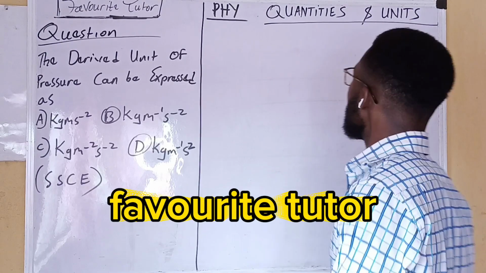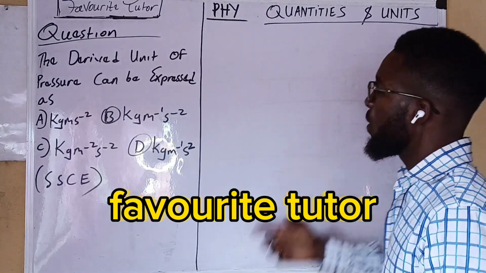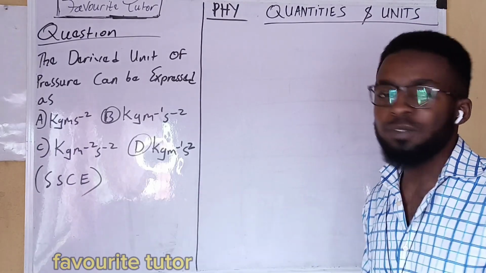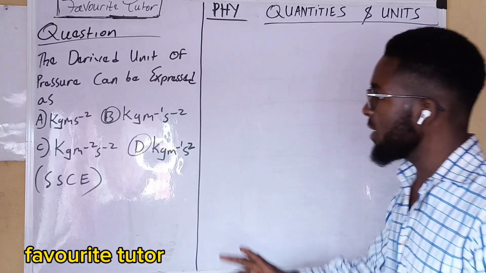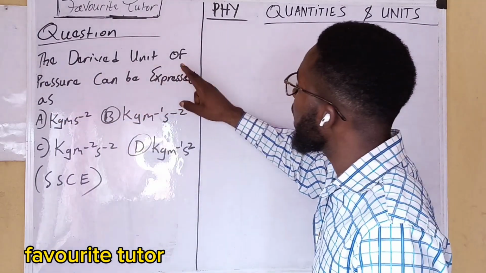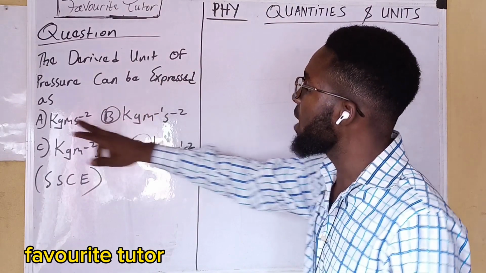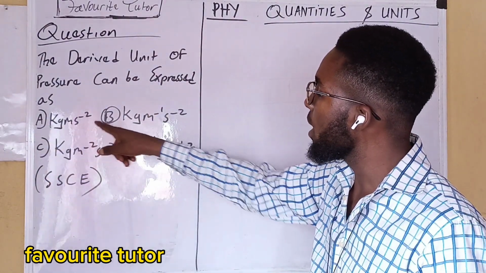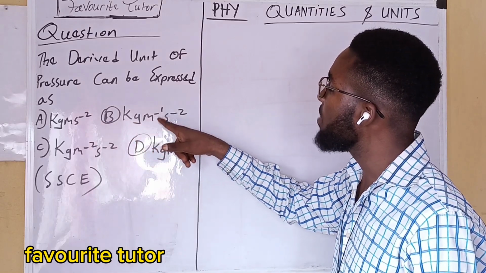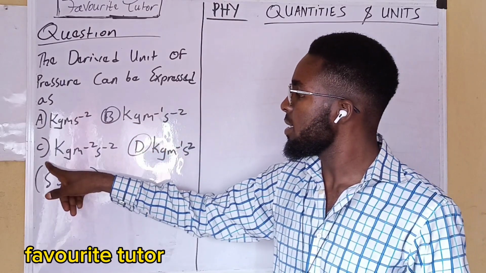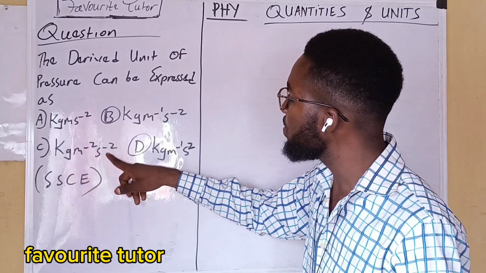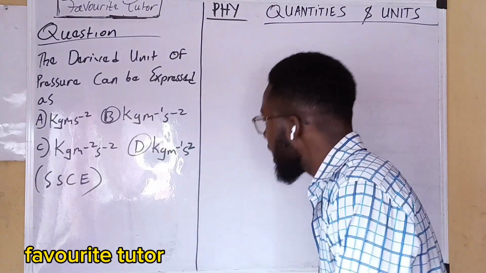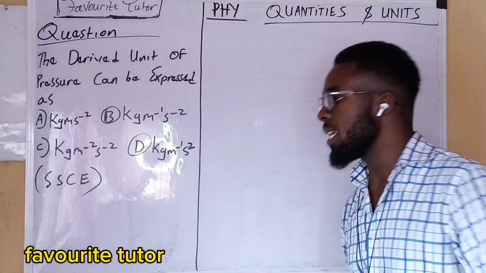All right, still on units, quantities and units. We have a question on the board. We are going to solve this question using what previous knowledge? It says the derived unit of pressure can be expressed as A: kilogram meter per second square, B: kilogram per meter per second square, C: kilogram per meter square per second square, D: kilogram per meter square seconds square. It is an SSC question.